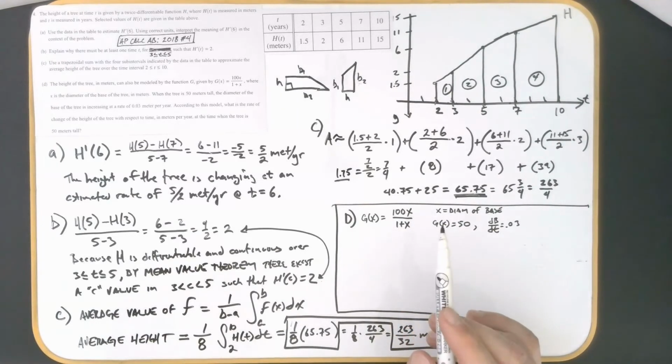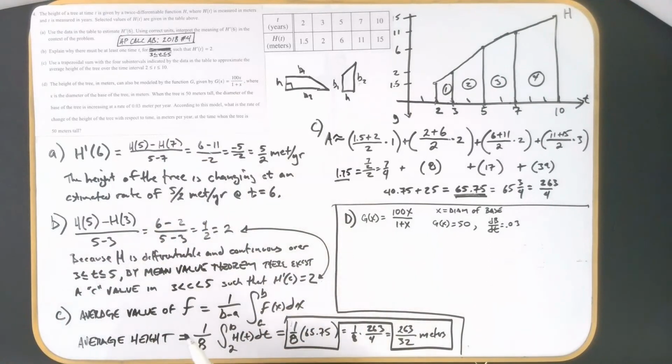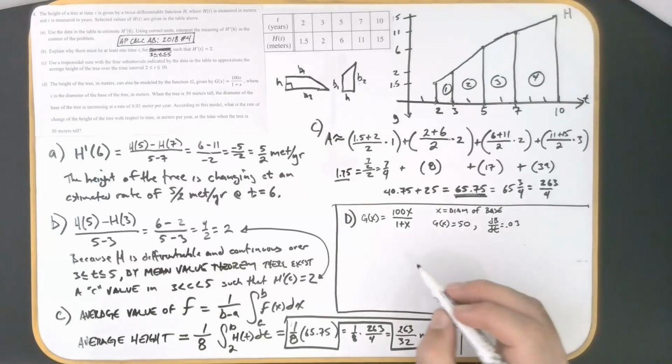So what is the change of the height of the tree with respect to time in meters per year at the time when the tree is 50 meters tall? So at what time is the tree 50 meters tall? We don't know. We don't even have a t. So this is really kind of odd.